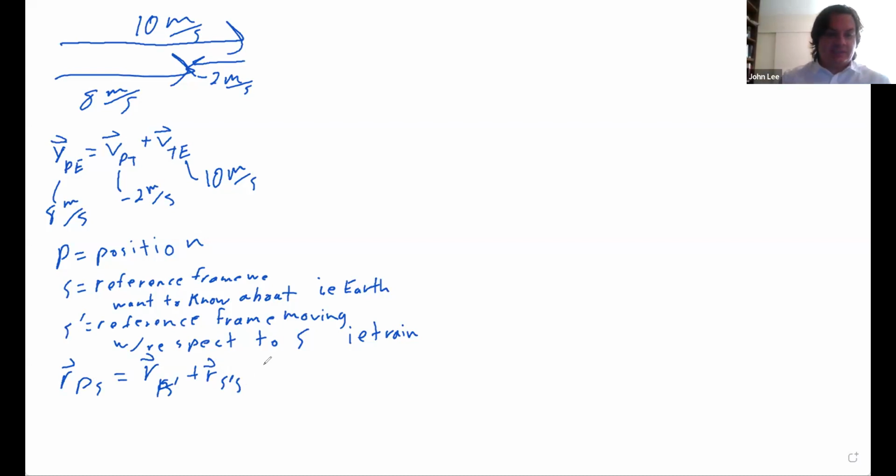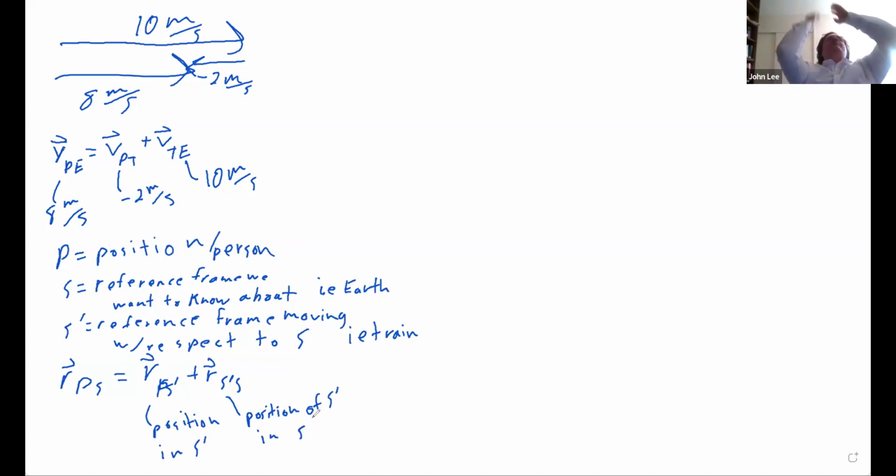Where this is position in S prime, and this is position of S prime in S.